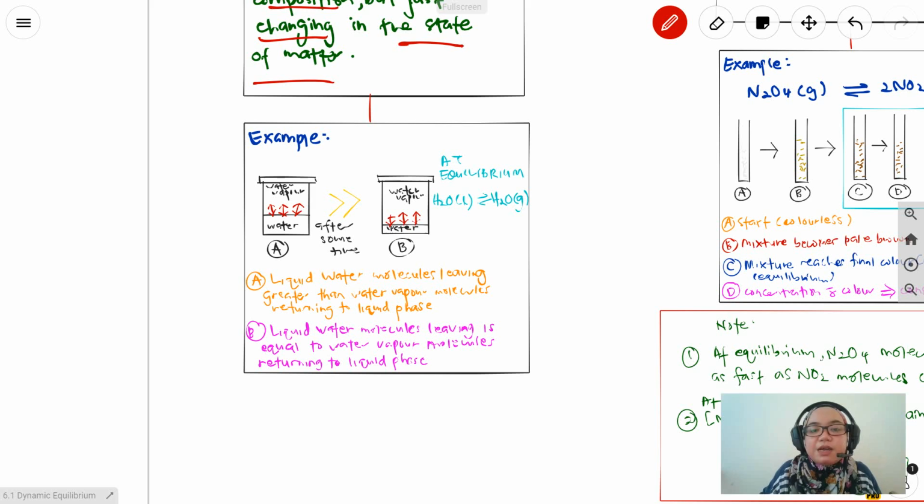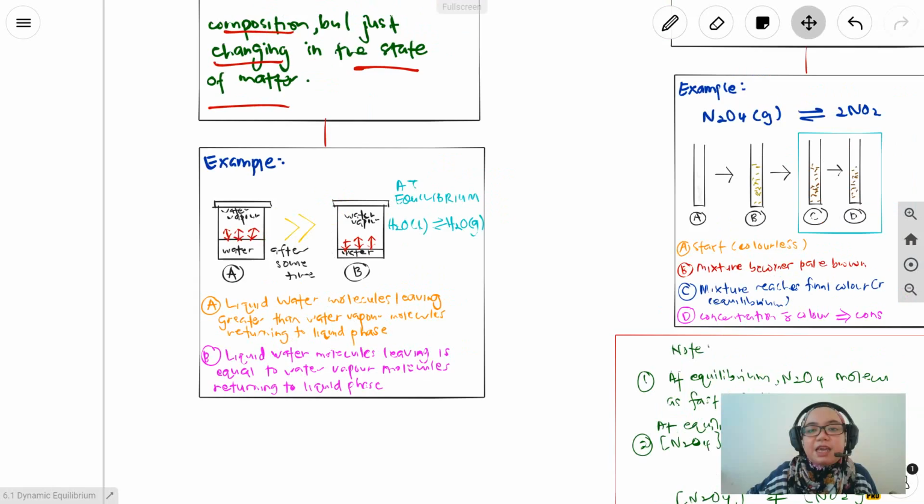So now H2O liquid, the rate of reaction or forward reaction from water liquid to water vapor is equal to the rate of reverse reaction of water vapor to the water liquid. So that is the explanation for the physical equilibrium.